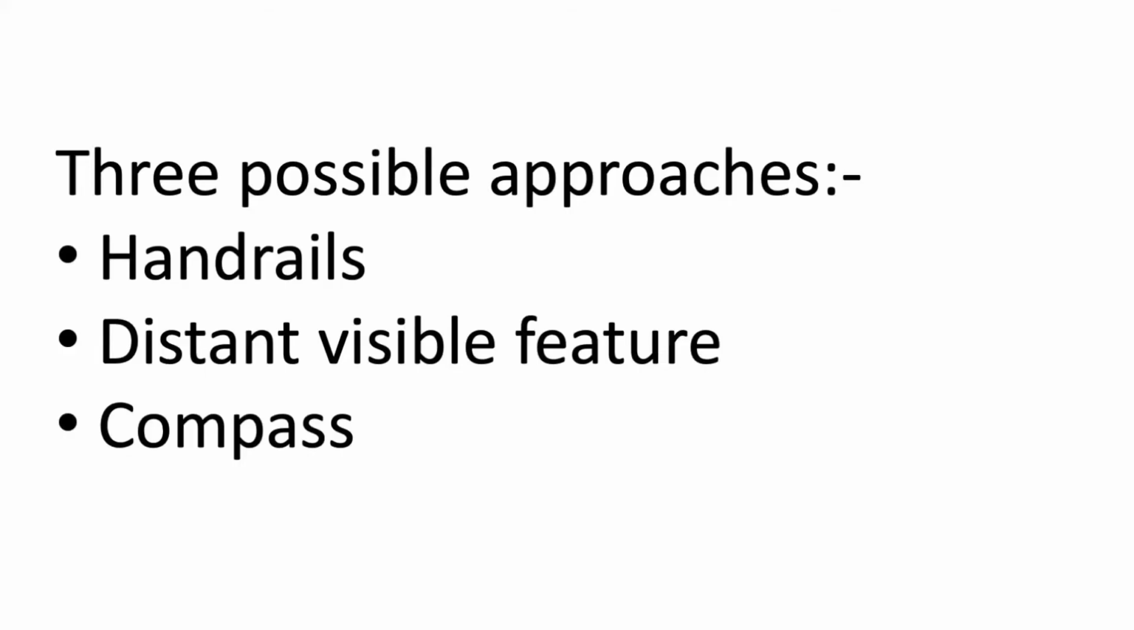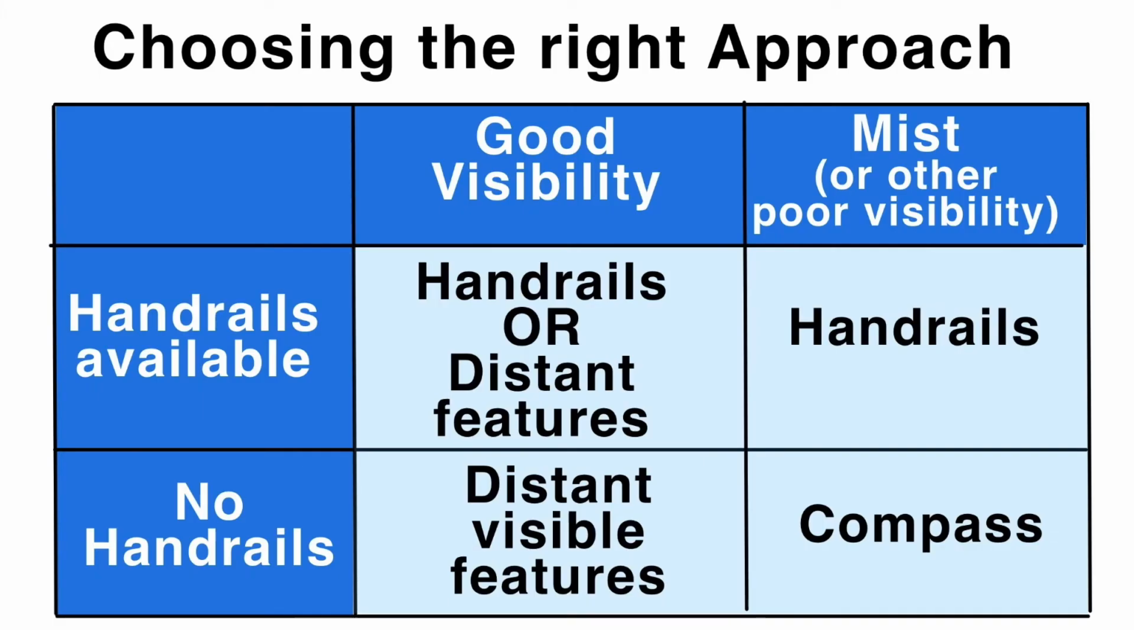You have three choices, namely handrails, distant visible features, or compass bearings. The right choice depends on whether there are any handrails and whether the visibility is good enough to see distant visible features. This table shows which approach to choose.